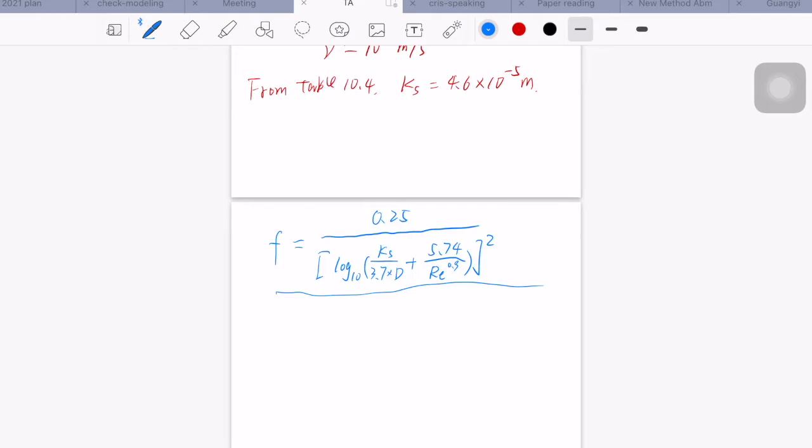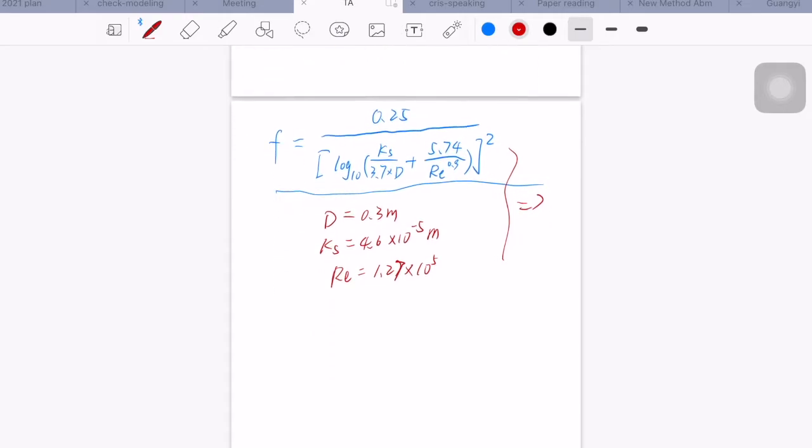So we know that D is 0.3 meters and the Ks is 4.6 times 10 to the power of negative 5 meters, and Reynolds number is 1.27 times 10 to the power 5. So we can determine the f is 0.018.